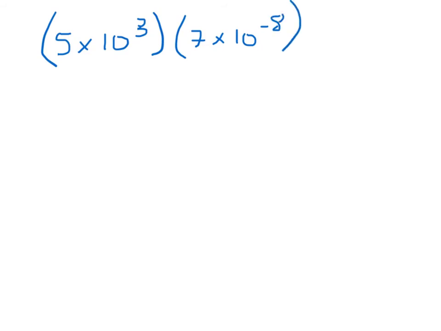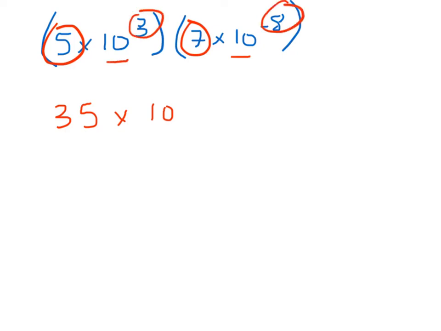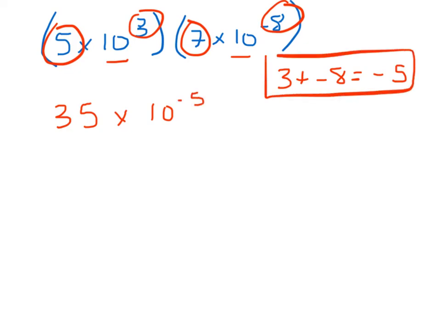All right. Well, let's do what we've always done here. And first take the 5 and the 7 and multiply them. That'll be 35. So you can see already I've got a number. I'm going to have to move a decimal. Times 10, because these are both 10s. And then my exponent is going to be, I can write that over here, 3 plus a -8. And that's going to equal a -5. So my exponent will be a -5.